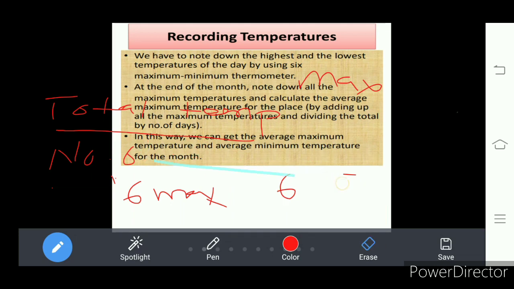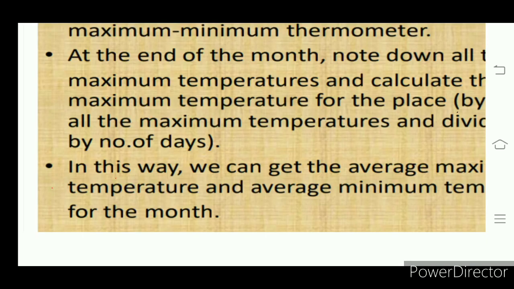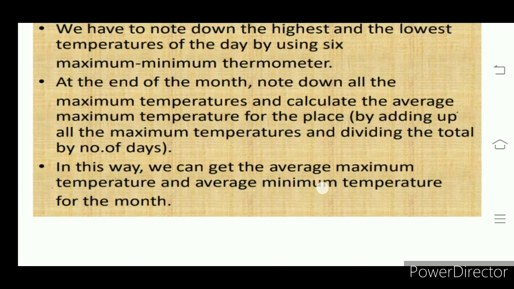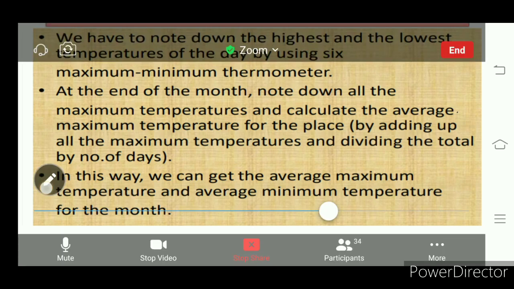So in this way, the temperature should be recorded using the thermometer. With the help of the thermometer, we should record the temperature of a place for 15 days or maybe certain days. At the end of the month, we have to note down all the maximum temperatures on one side, and on another side all the minimum temperatures, and all the maximum temperatures total should be divided by that number of days. Then in that way we'll get an average maximum temperature.